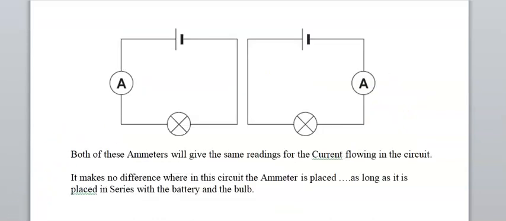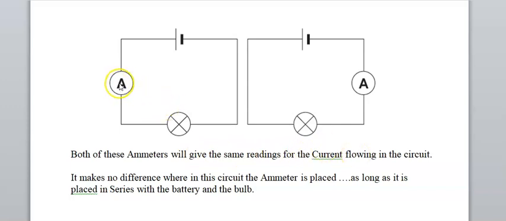One thing that often causes a lot of confusion for students is how you place an ammeter into a circuit and where you place it. Well, here we have a very simple circuit with a battery, positive and negative, an ammeter in the circuit, a bulb, and back again to the battery. Here is the exact same circuit, only I've moved the ammeter to the other side of the bulb. And it is very important to realize that both of these ammeters will give exactly the same readings for the current flowing in the circuit.